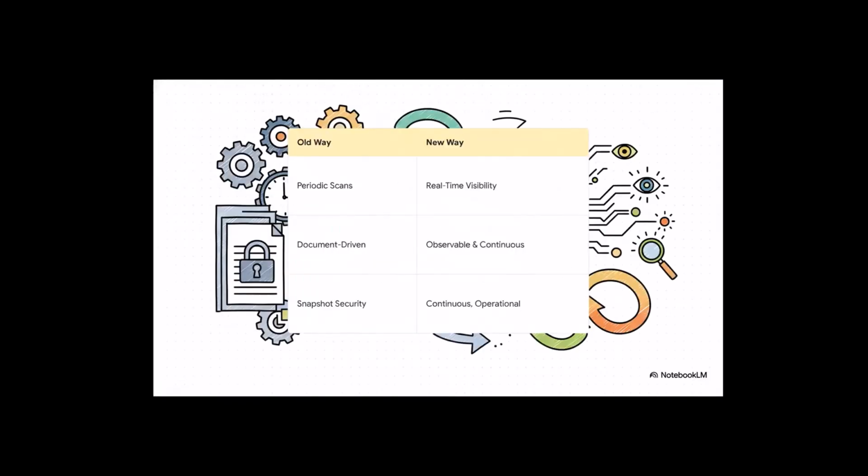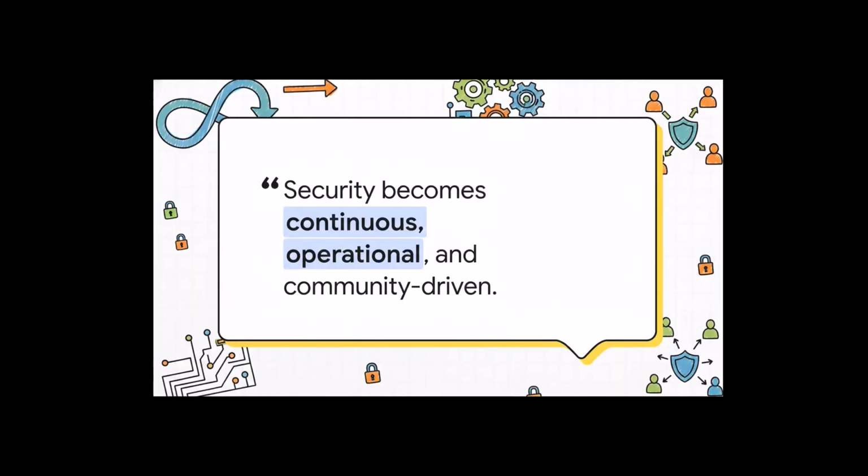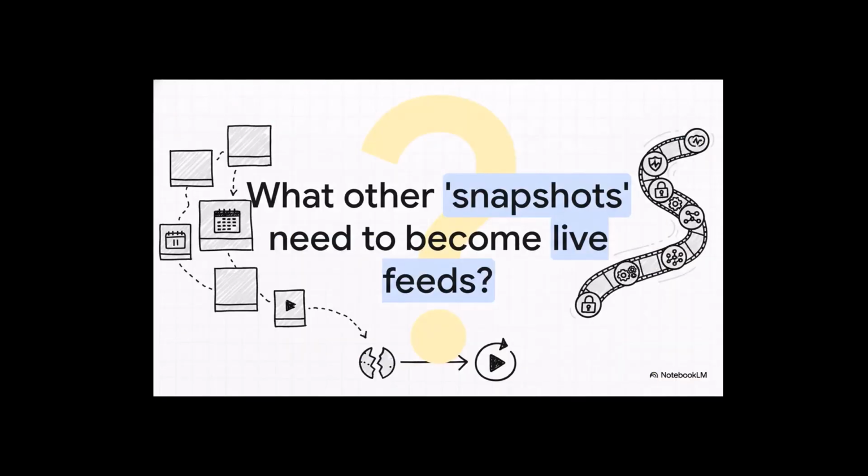This table, it just perfectly summarizes the entire paradigm shift. We are moving away from the old way on the left, periodic scans, document-driven, snapshot-based security, and we're moving to this new model on the right that is all about real-time visibility and continuous operational security. Ultimately, this isn't just about some new tool. It's a whole new philosophy. As the source material puts it so well, security is no longer a single event or a static document. It becomes this living process that is continuous, that's built right into your operations, and that's shared across the entire community.